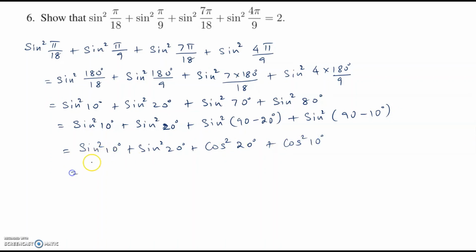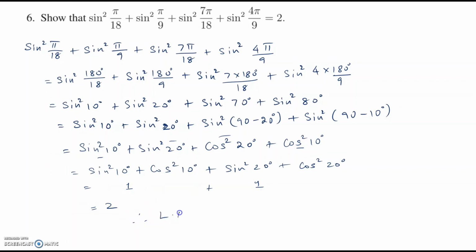Now clubbing these two terms and these two terms, we get sine squared 10 degrees plus cos squared 10 degrees plus sine squared 20 degrees plus cos squared 20 degrees. Since sine squared theta plus cos squared theta is 1, this is a 1, and again this is another 1. So 1 plus 1 is equal to 2. Therefore LHS is equal to RHS, hence the proof.